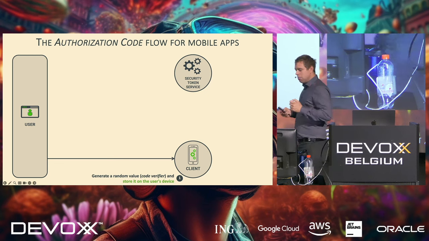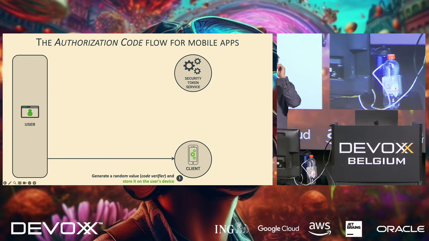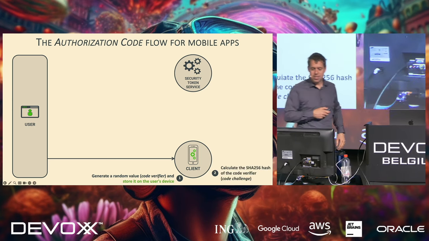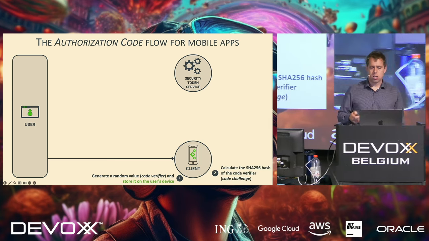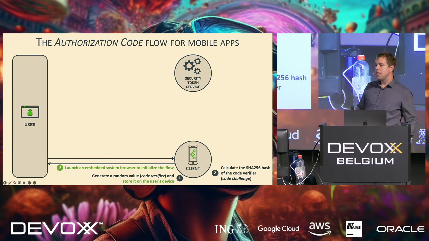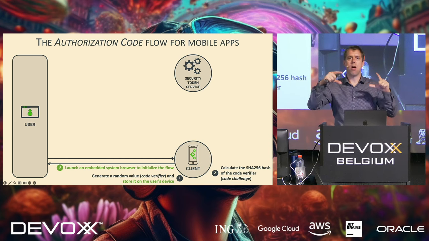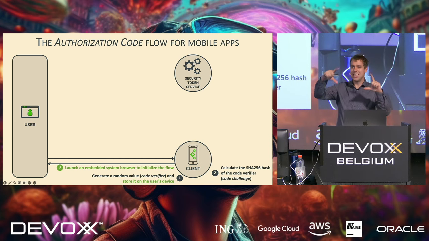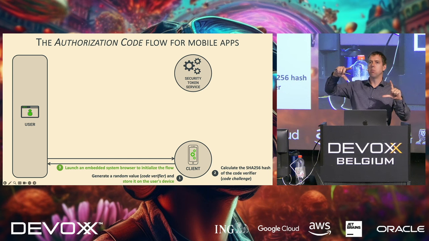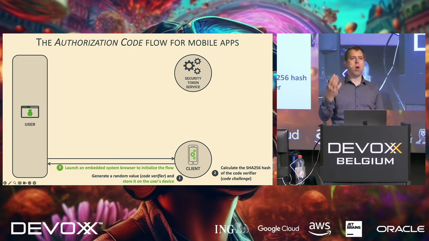The client in a mobile scenario is going to run a PKCE-based authorization code flow. So what does it do? It calculates that code verifier, calculates that code challenge, and it starts a flow with the STS. And starting a flow basically means launching an embedded system browser. So the app is going to launch an embedded system browser, not a web view, but an SFSafariViewController or Chrome Custom Tabs, like the actual system browser embedded in the application. Integrates nicely, doesn't really pop up a full new browser. It's in the application, but it's a browser-based environment.